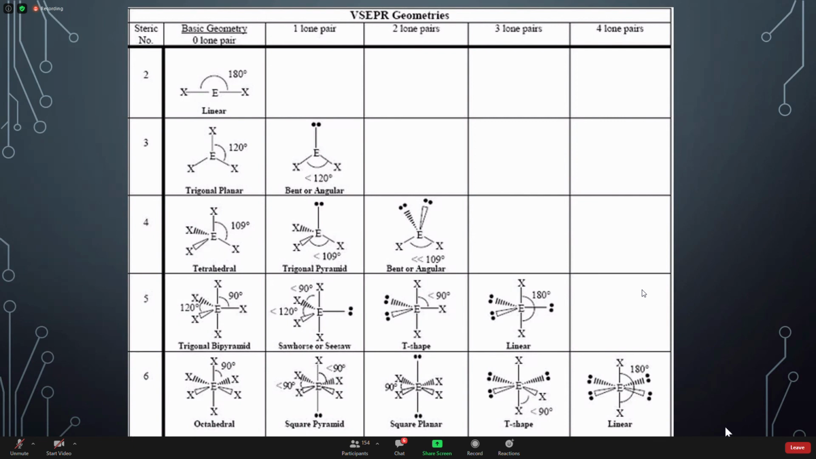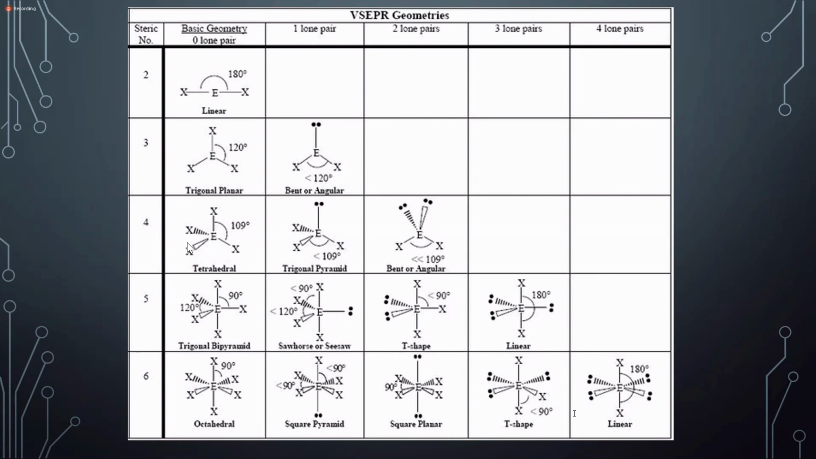Wait, so what's the difference between the two? Okay, so the difference between the electronic geometry and the molecular geometry is that electronic geometry counts lone pairs as a domain. I'm trying to think of an example. So if you have NH3, NH3 has 3 bonds to an H, and then it also has a lone pair.